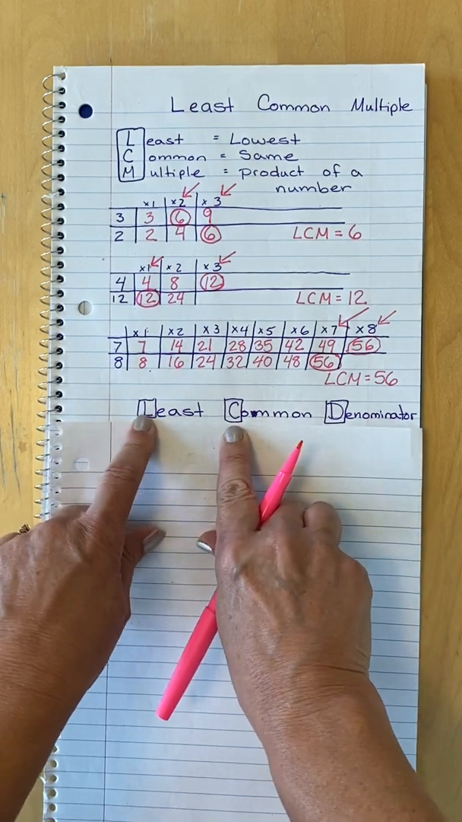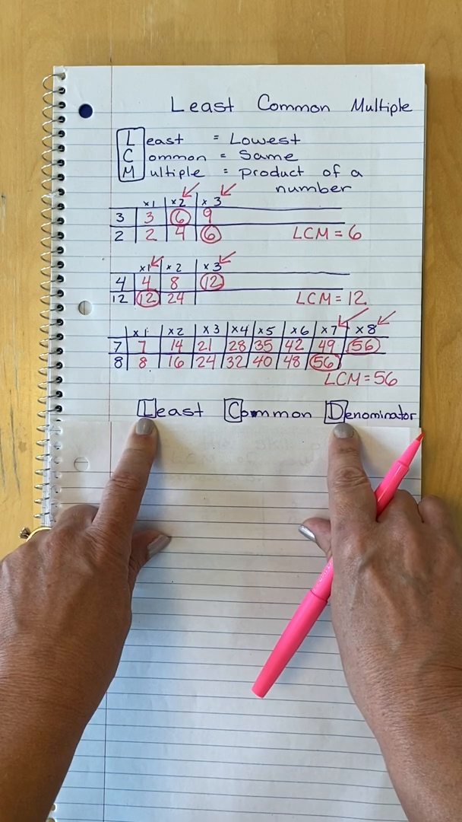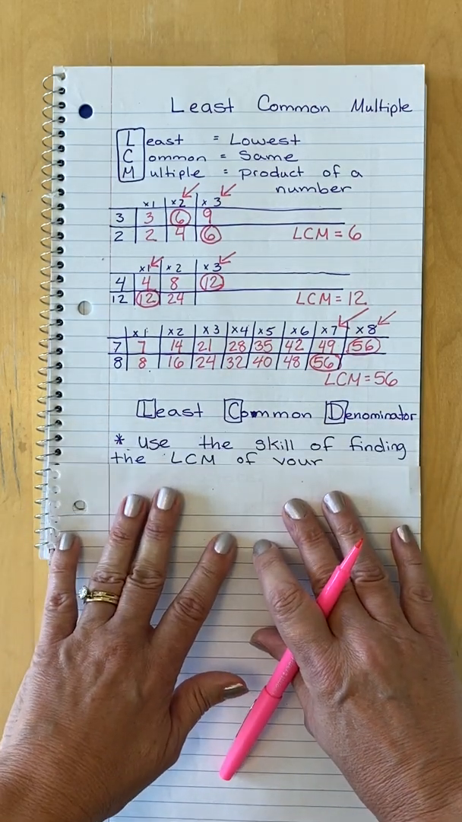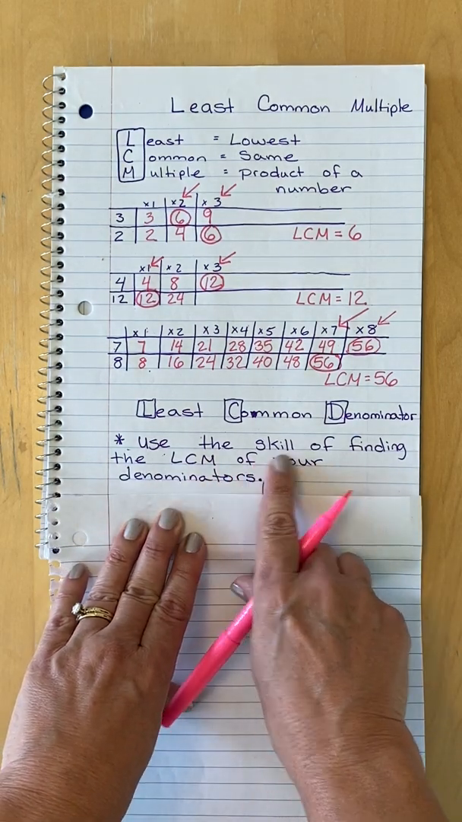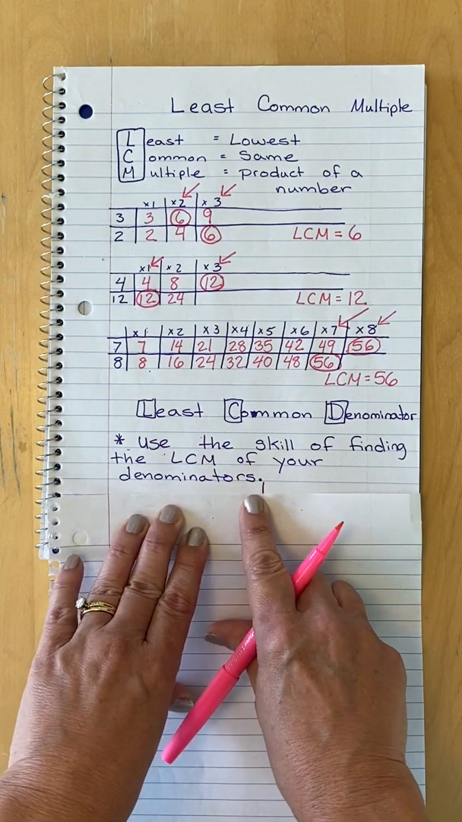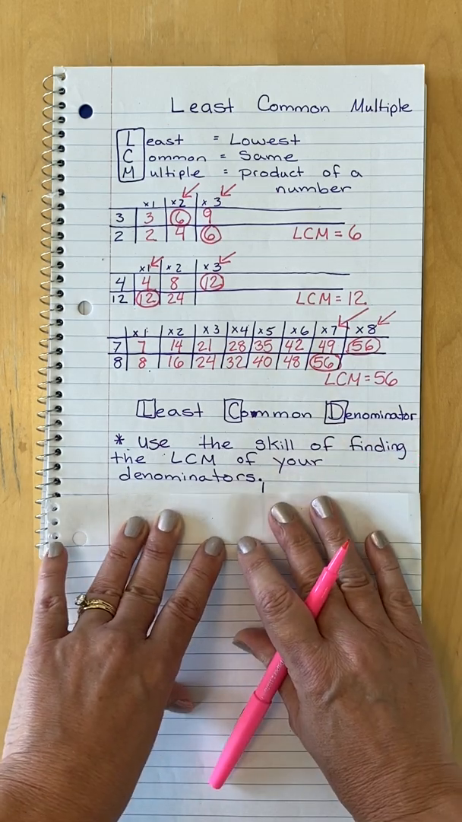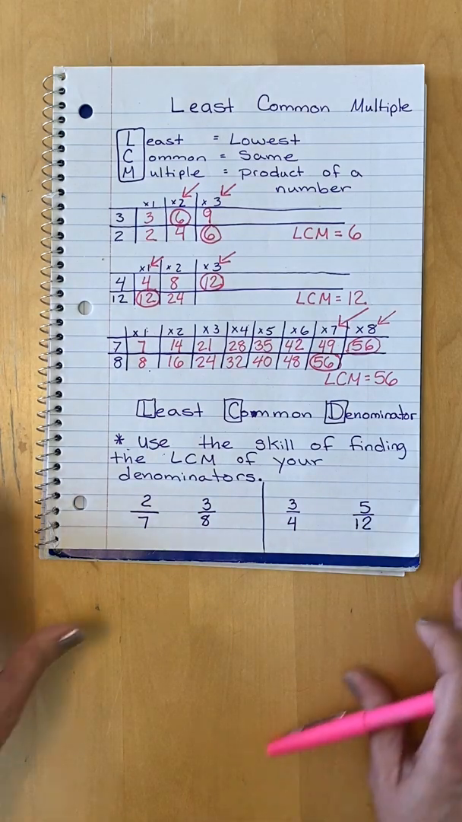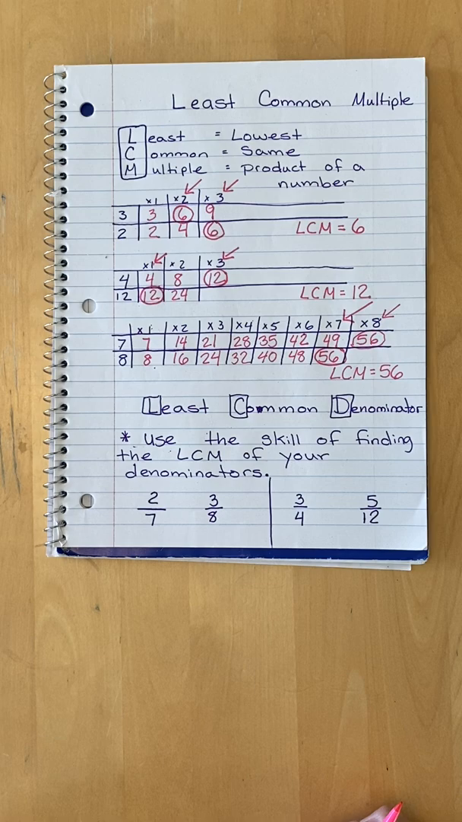You see the LC is in common. Well, denominator is just the specific situation that you're using the least common multiple. So what you're doing here is using the skill of finding the LCM of your denominators. And that's what your LCD is. So let's go ahead and take a look at two different examples using our multiples charts from above.